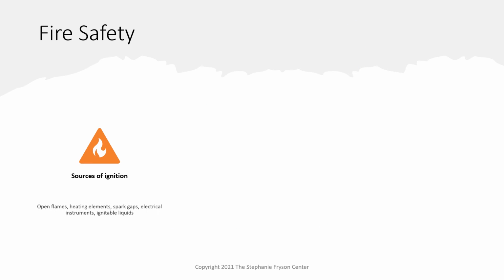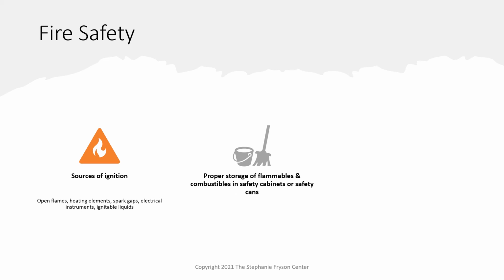Fire safety, you have to be aware of what could cause an ignition: open flames, heating elements, spark gaps. Proper storage of flammables and combustibles in safety cabinets or safety cans is important. And then proper transfer of combustible chemicals to a different area. So if you use ethanol, how do you carry it? How do you pour it over into another container? You have to understand that there's a safety data sheet that's going to tell you how to do that for each chemical.